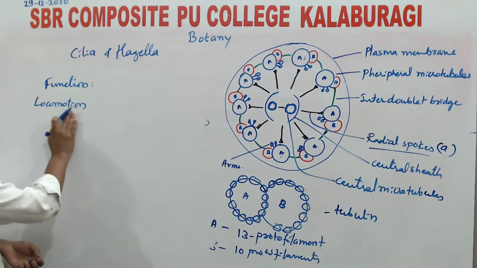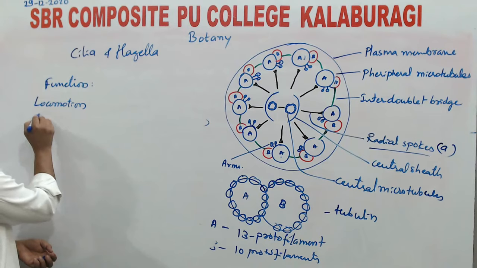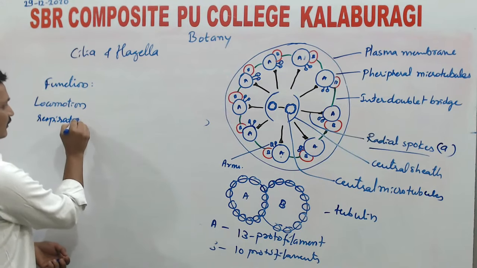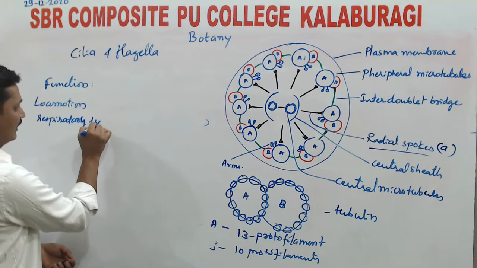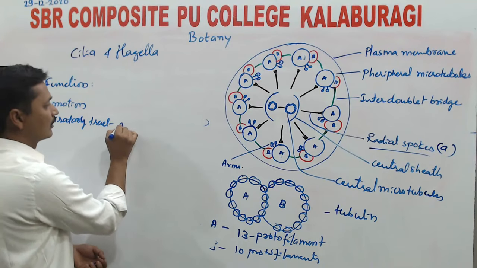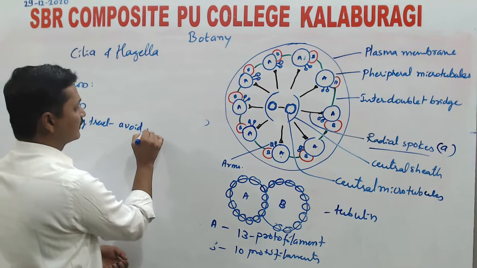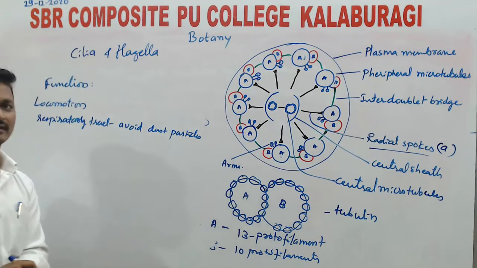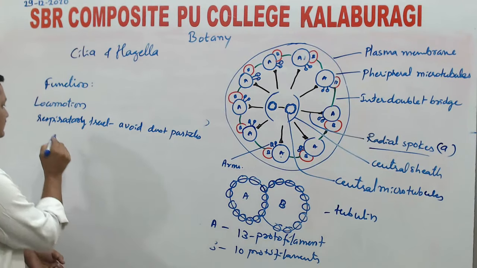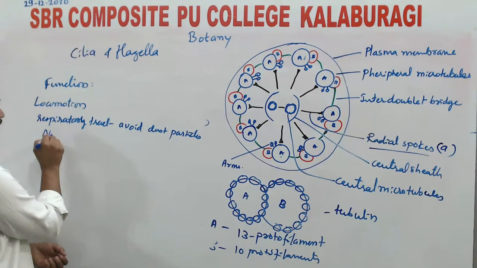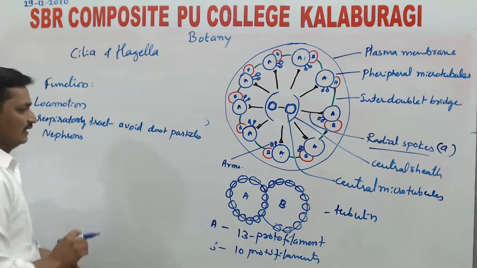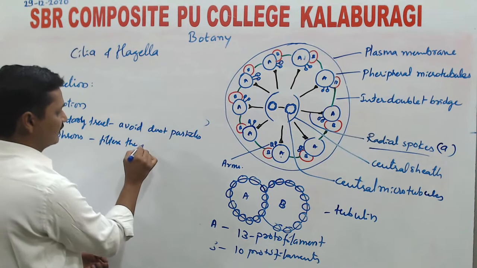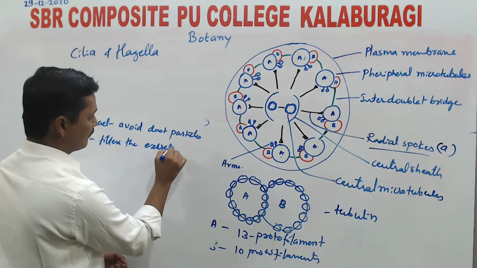In case of our respiratory tract, cilia are meant for avoiding what? Avoiding dust particles. They do not allow the dust particles to enter into our lungs. And the cilia present in our nephrons filter the excretory products.